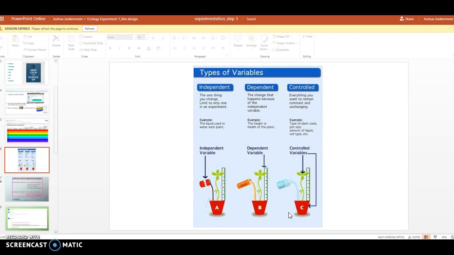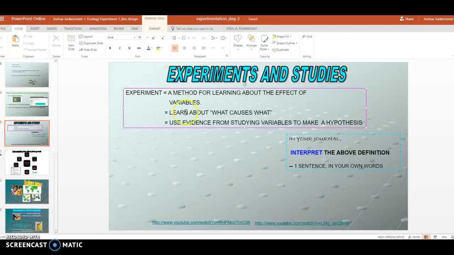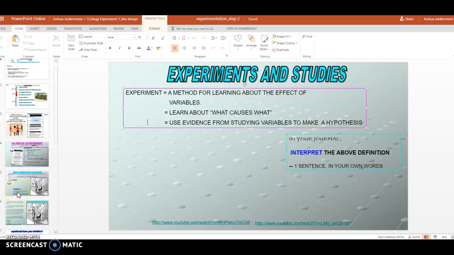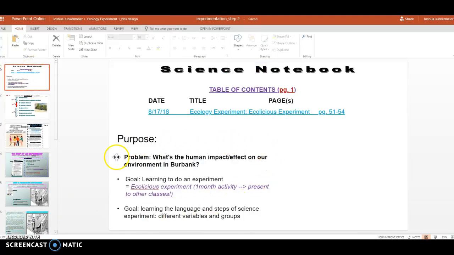And in an experiment, you use different variables to really study how each one of these variables affects an organism. So in our experiment, we're going to learn how these variables play a role in plant growth. And then we can make a hypothesis from it. Like this. It says we'll use the evidence we learn from studying the variables to make a hypothesis or to answer that problem, so we'll study enough to be able to answer this question. What human impacts affect our environment? We'll know because you've studied the variable and you've measured it.